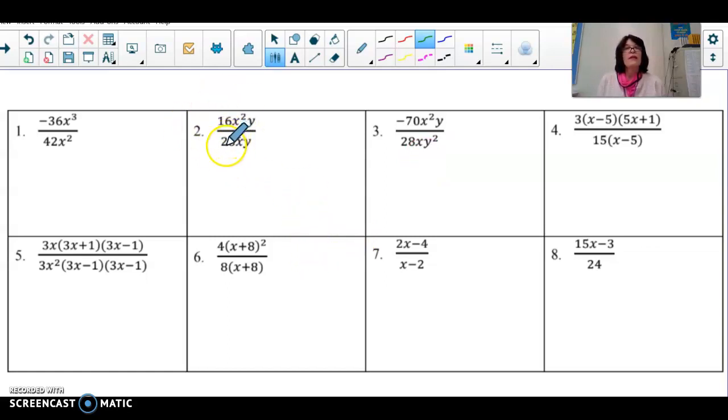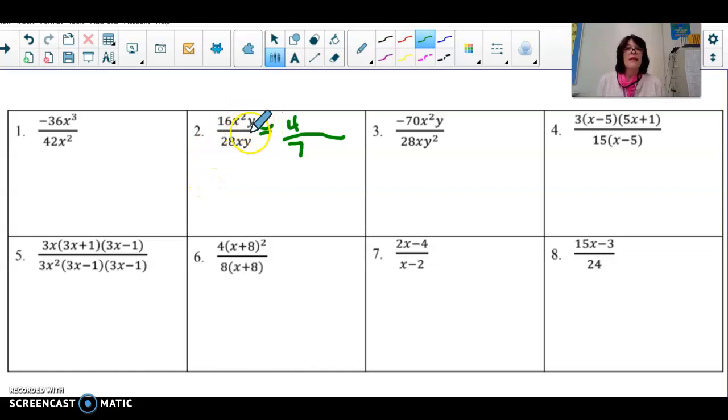What we're doing here, guys, is dividing and simplifying rational expressions. Very similar to simplifying a fraction. In fact, when you have numbers like 16 over 28, you simplify those the same way you always have. You find a common factor: 16 and 28 are both divisible by 4, right? 16 divided by 4 is 4. 28 divided by 4 is 7. So you reduce 16 over 28.